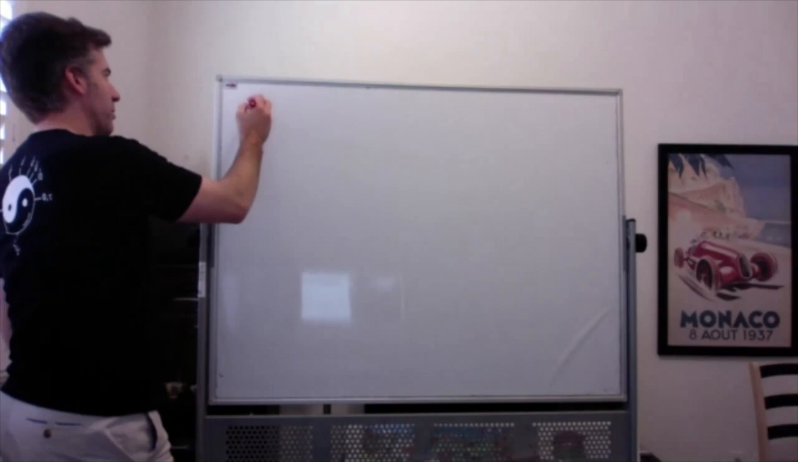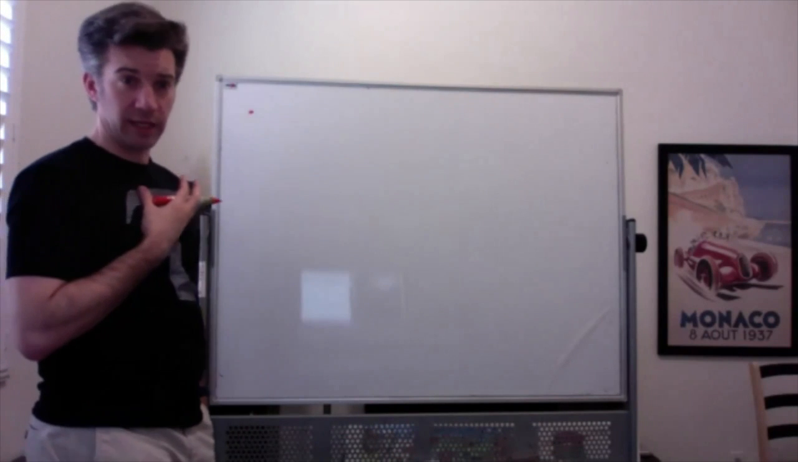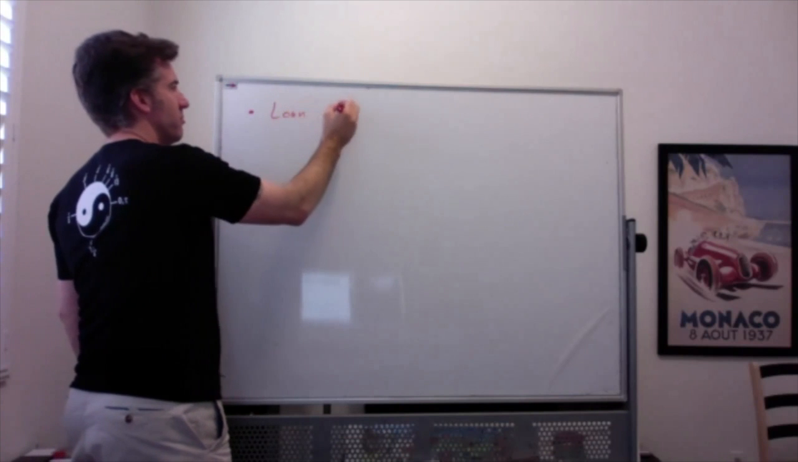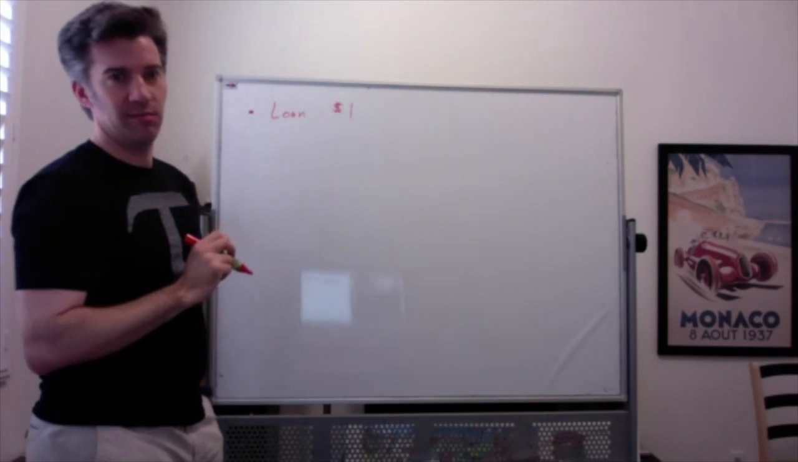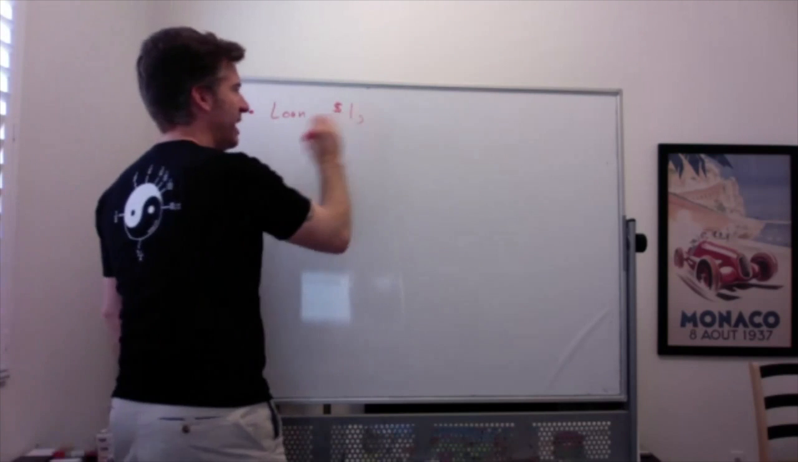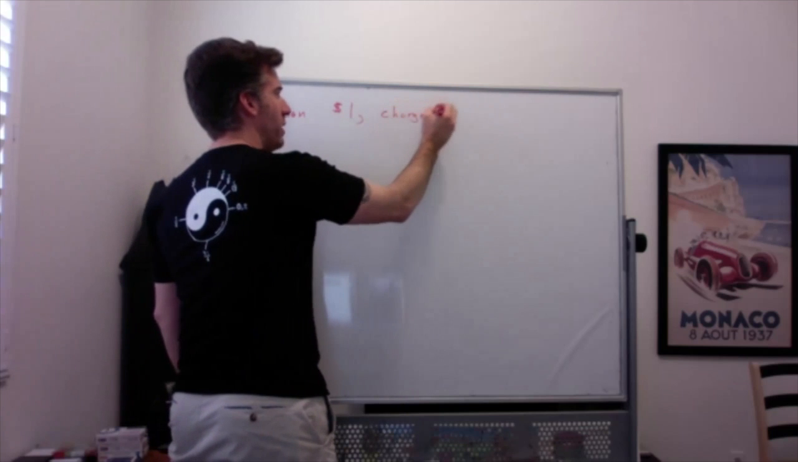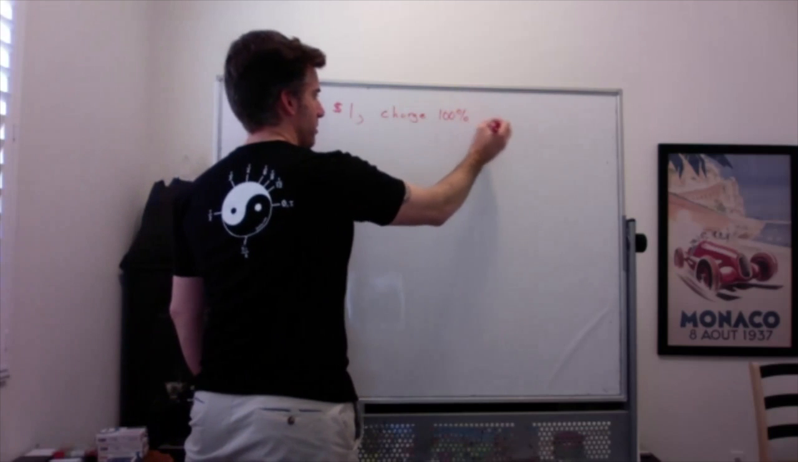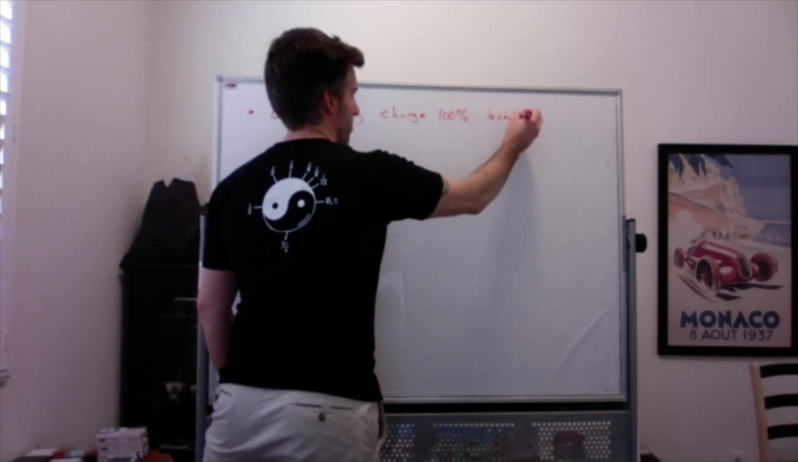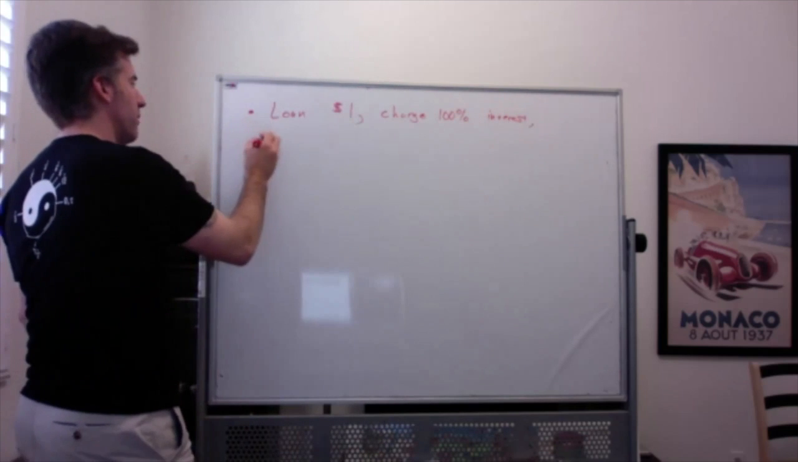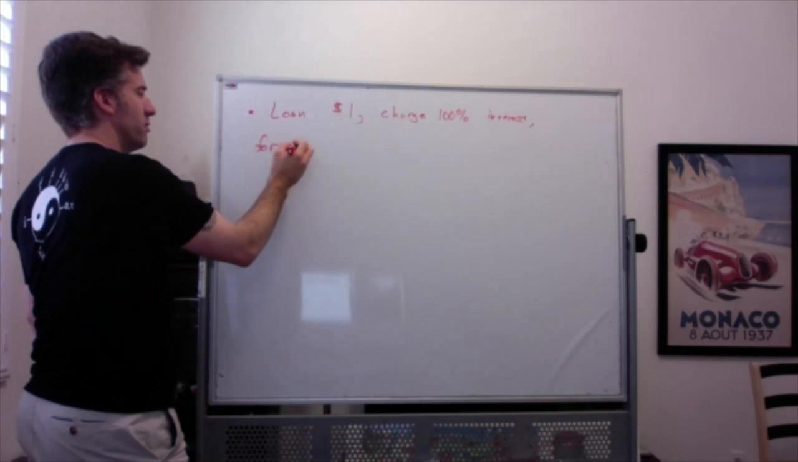So here's the setup. I, being a nice guy, I'm going to loan you one whole dollar. I know, it's not a lot of money, but it's still nice. I'm not that nice though. I'm going to charge 100% interest. It's kind of steep. I'm a loan shark. For a period of 1 year.